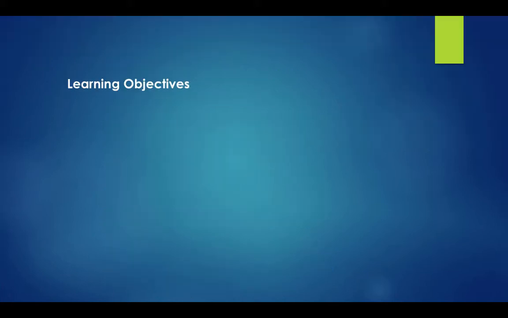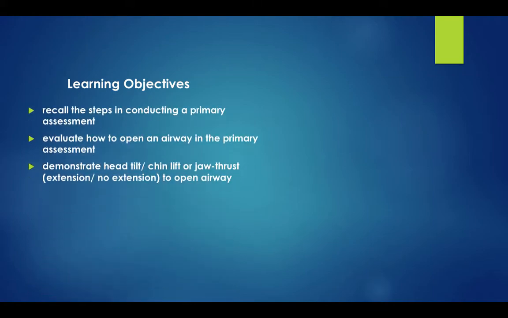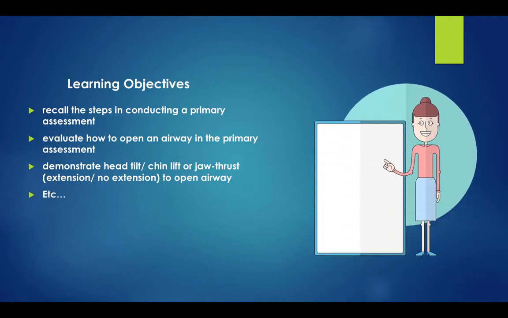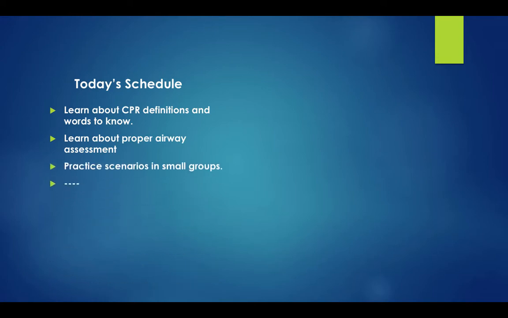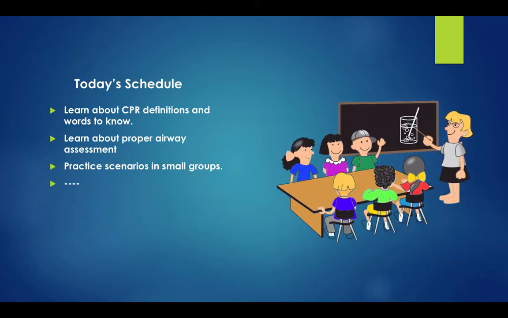At the conclusion of the segment with the guest lecturer, the next slide will display the learning objectives for this lesson one at a time. The instructor will read them aloud, giving a bit more insight into each one, besides what is just stated on the screen. Words and images on the screen will highlight certain aspects. The instructor will then describe the outline for the day's lesson. The PowerPoint presentation will show the outline of the day's lesson. The instructor will ask for volunteers or randomly call on different learners to read the text aloud. As they read, the step will be highlighted.